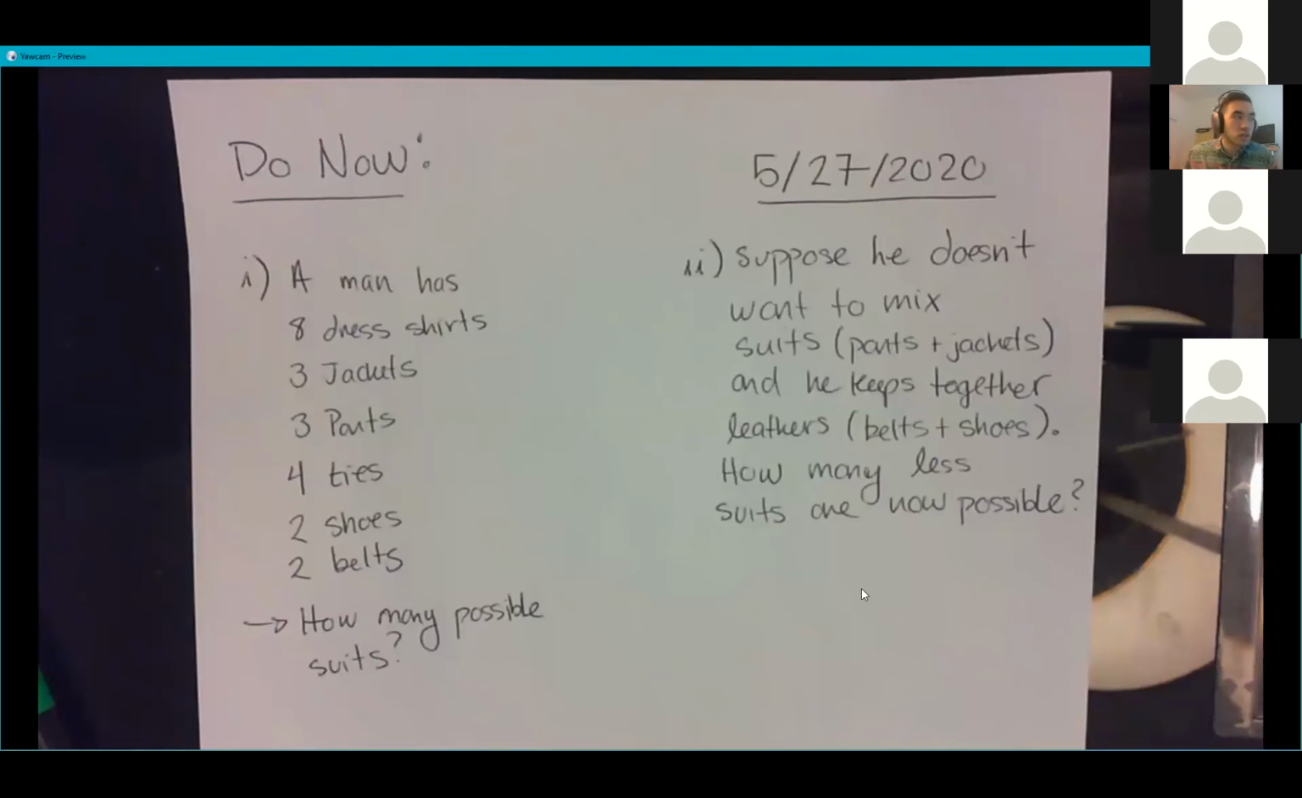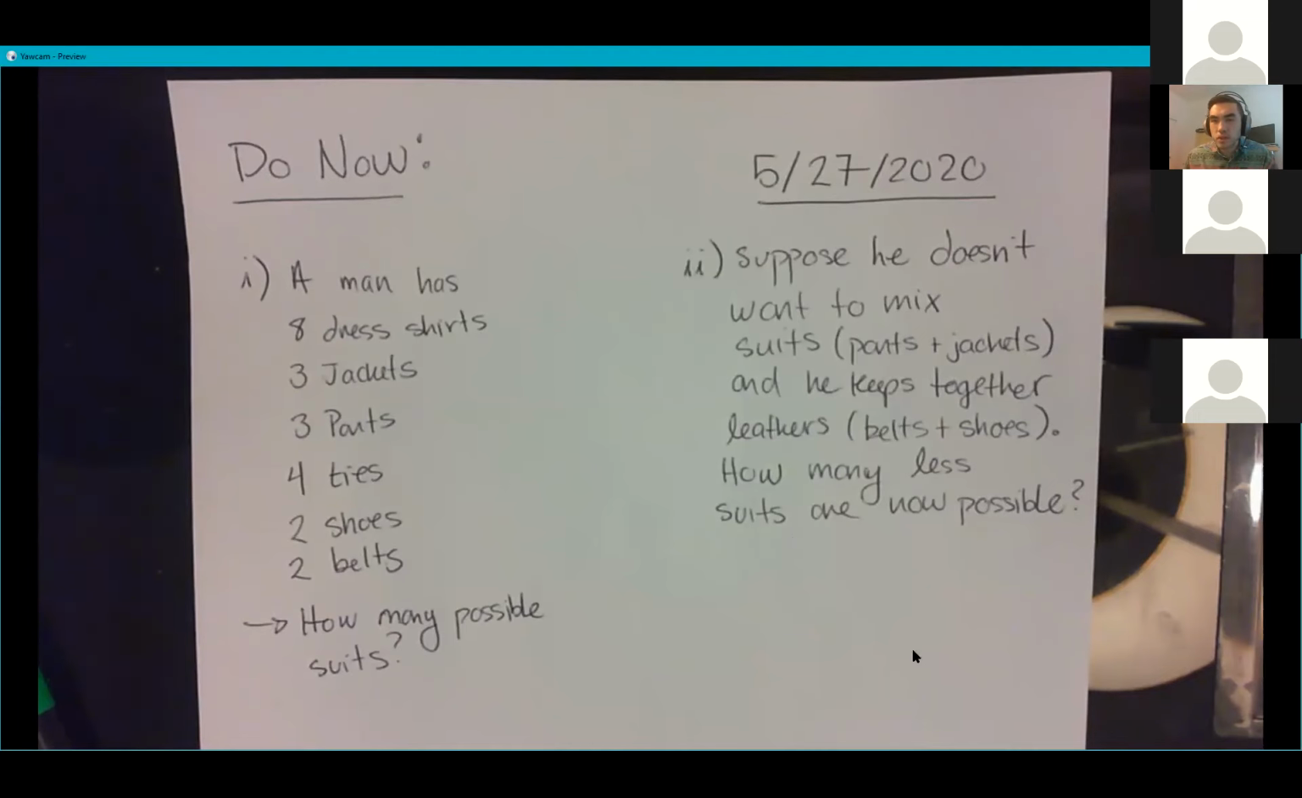So please consider the following warm-up question that uses the multiplication principle. A man has 8 dress shirts, 3 jackets, 3 pants, 4 ties, 2 shoes, and 2 belts. How many possible suits exist within this wardrobe necessarily? And this is ignoring all of the fun parts of suiting, like pocket squares and lapel flowers.